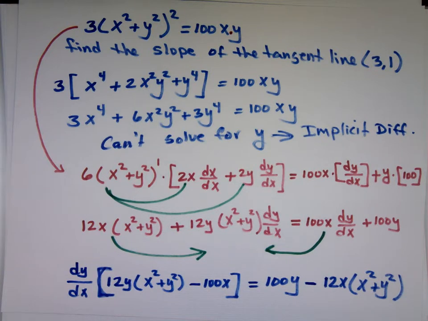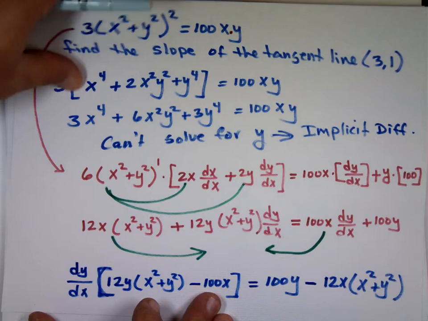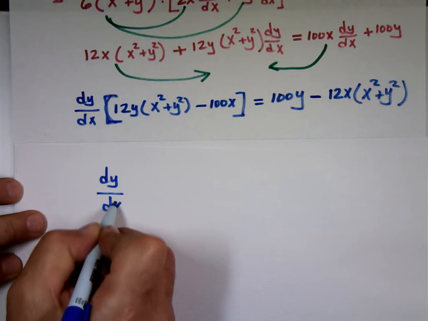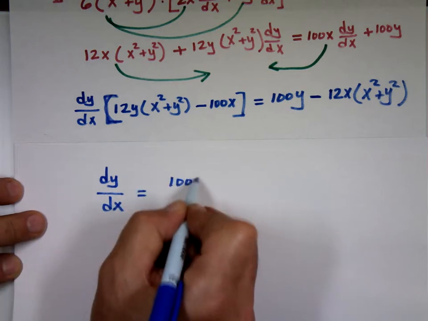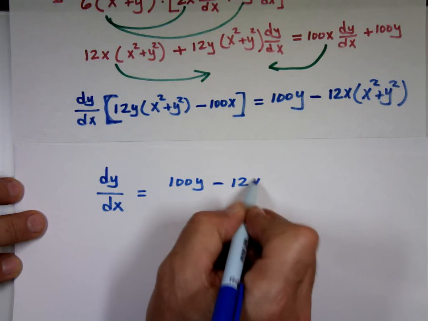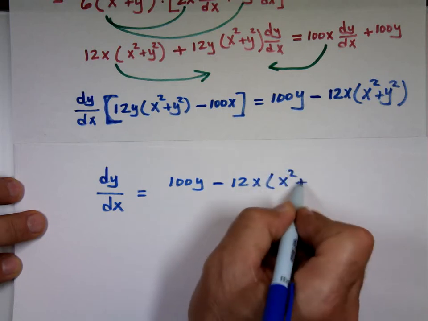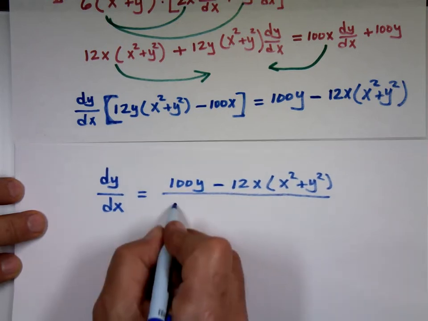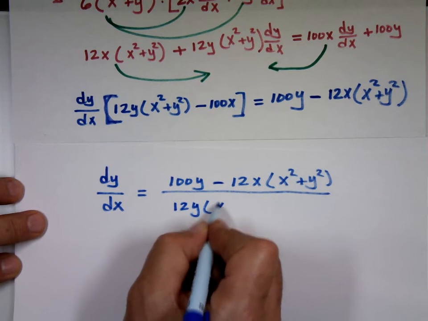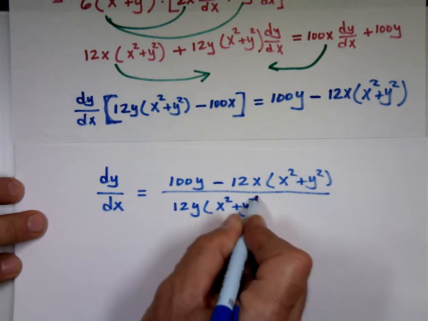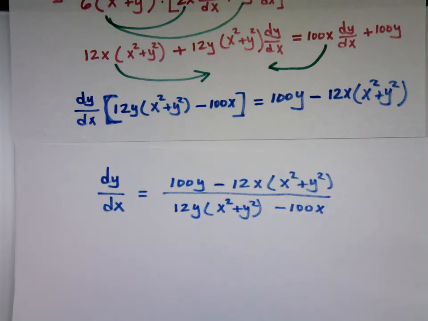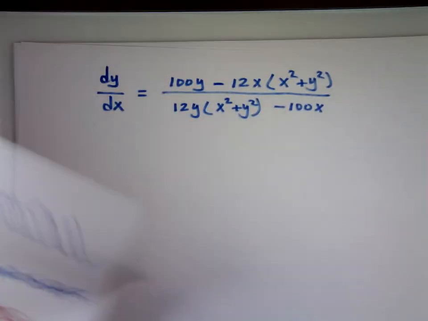Can we solve for dy/dx now? It's going to be over, right? Yep, it's a multiplication. The opposite to that is division. Over what? 12y times x squared plus y squared minus 100x. If they give you a point, you should write to the publisher says thank you.